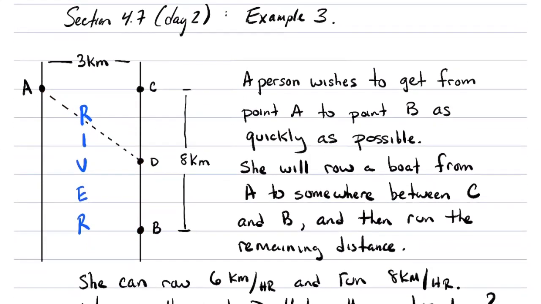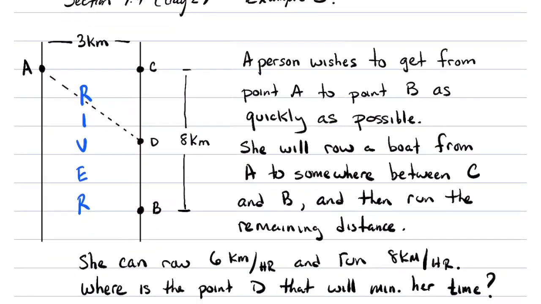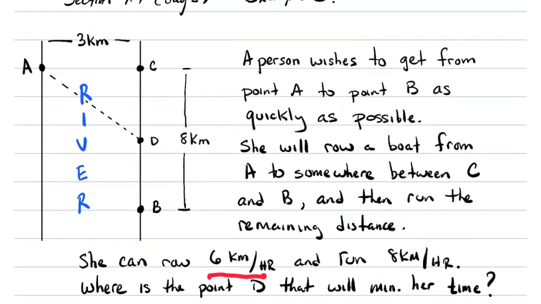This person can row her boat at 6 kilometers per hour, and she can run just a little bit faster at 8 kilometers an hour. And the question is how to choose that point D to minimize her time.